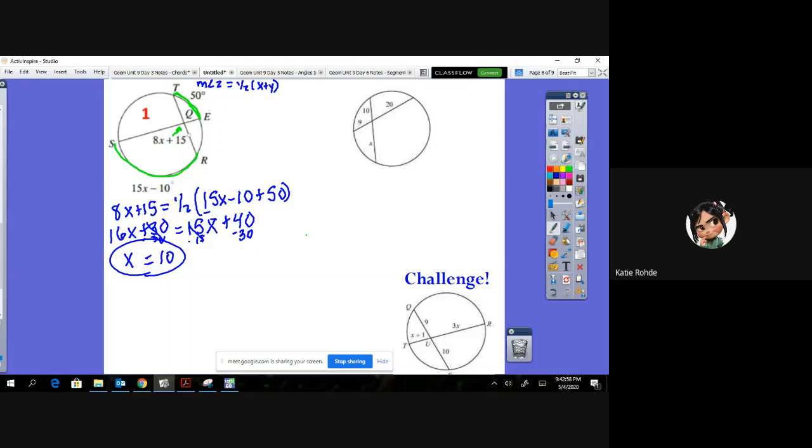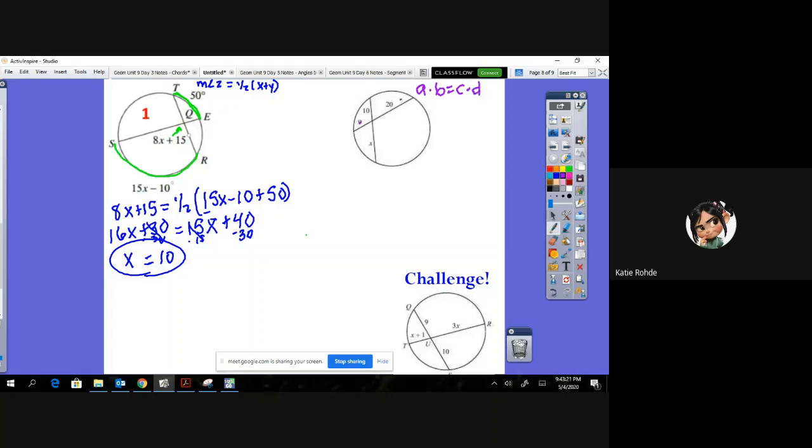All right. Been a little while since we've seen our intersecting chords. So we have our two intersecting chords, and now we're looking for their segment lengths. Remember, what was our theorem for that one? That's our A times B equals C times D.